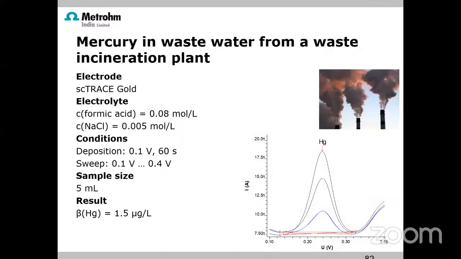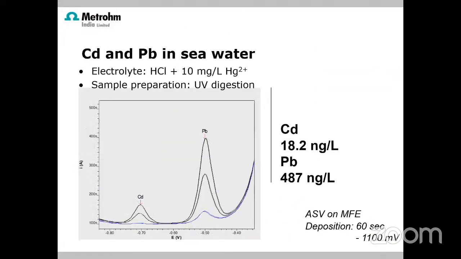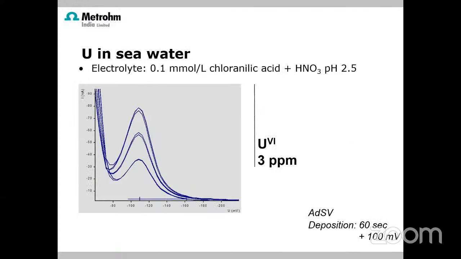Mercury itself you can do. Though we use mercury electrodes for other metals, we can do mercury analysis using a gold electrode. So this is possible with our system. This is tungsten analysis on ultra-trace electrodes. This is cadmium and lead in seawater. Nickel and cobalt in seawater. Uranium in seawater.